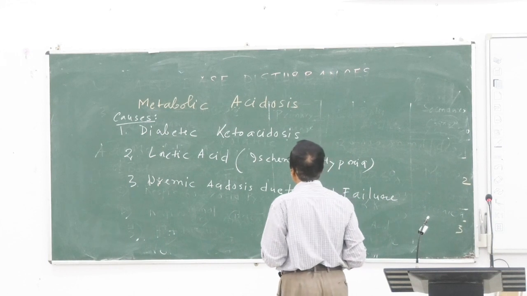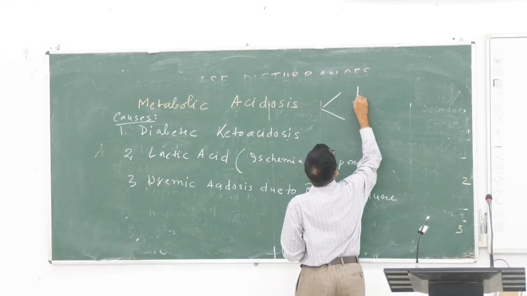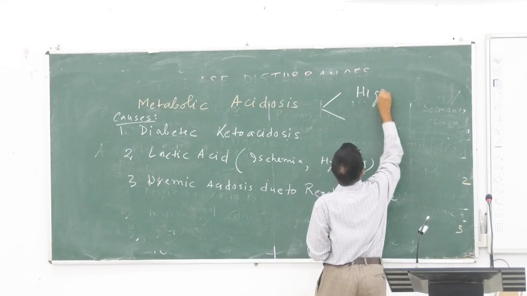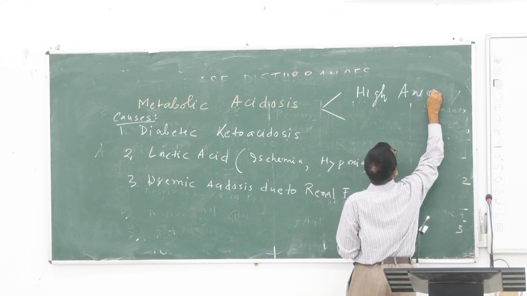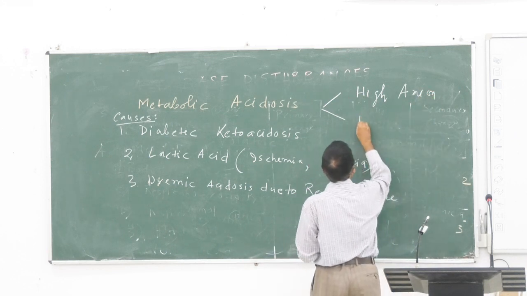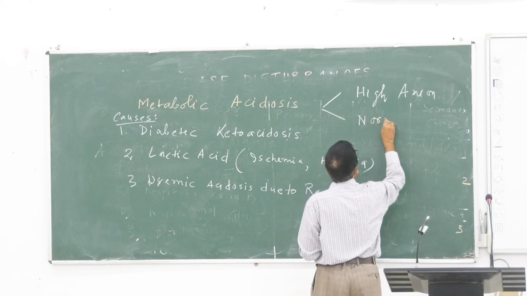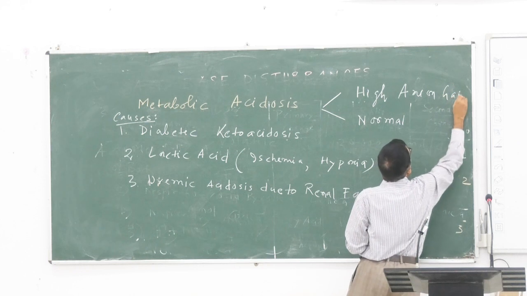And these metabolic acidosis are divided into two types. একটা হচ্ছে high anion gap. I am talking about the anion gap. একটা হচ্ছে কি normal anion gap. Most common is the high anion gap. Normal anion gap. What is anion gap I am talking?